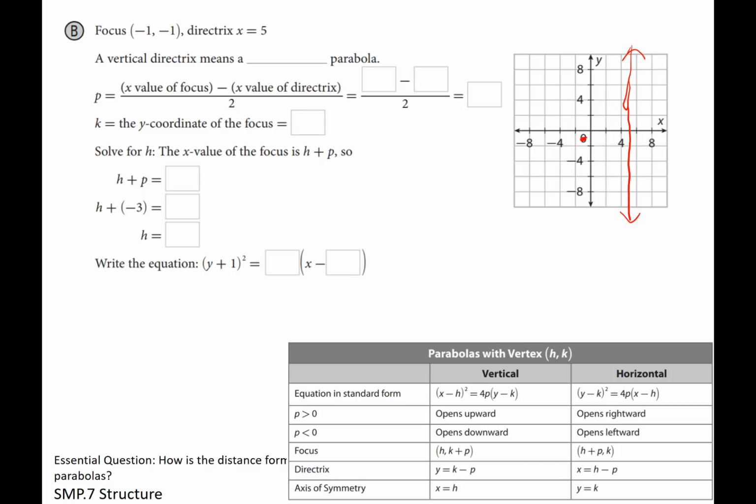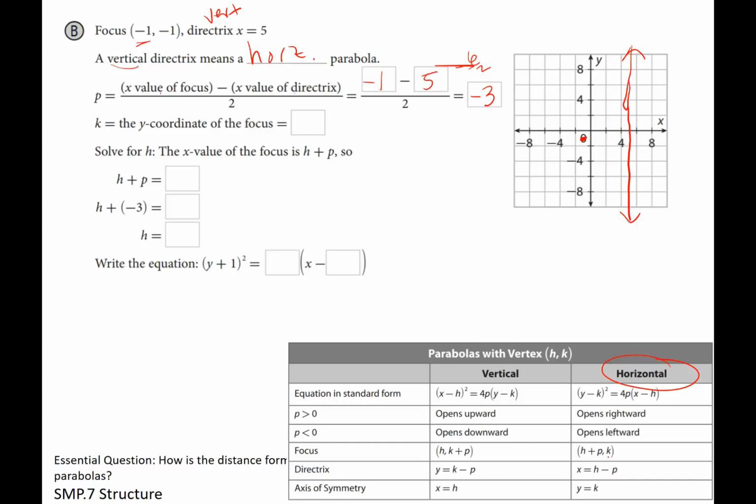So if we've got a vertical directrix, and it says it right there, that means we have the opposite in the parabola. We have a horizontal parabola. All right, so in the case of a horizontal parabola, we do the x value of the focus minus the x value of the directrix. So the x value of the focus was -1, and the directrix is 5. And then we have -1 minus 5 is -6, divided by 2. And -6 divided by 2 is -3. So we know that p is equal to -3.